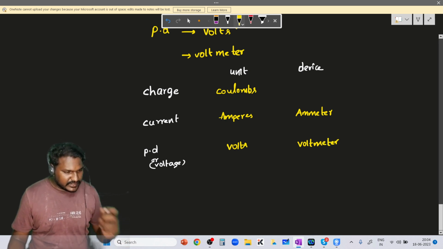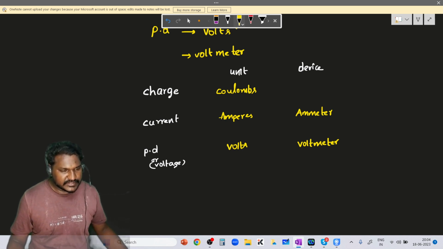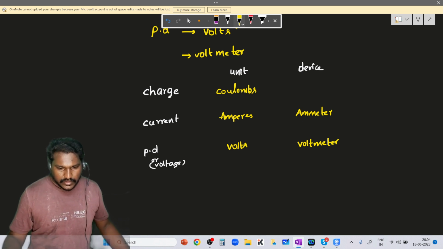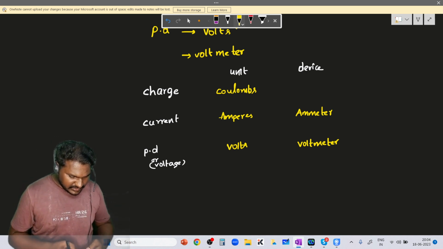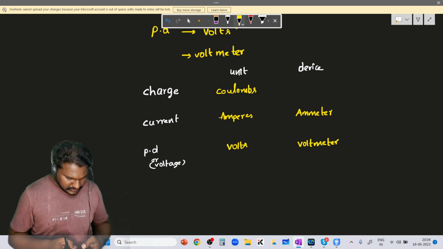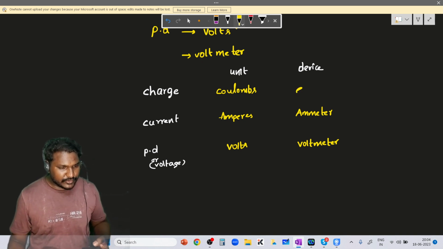So for every term, every definition we are defining, we have to know the unit in which it is measured and the device with which it is measured. Which device measures the charge of an object, or is there no device? Let me check it now, because there is no particular device for charge. We can even measure it using an ammeter also. Let me see it. Yes, charge is measured by electrometer.